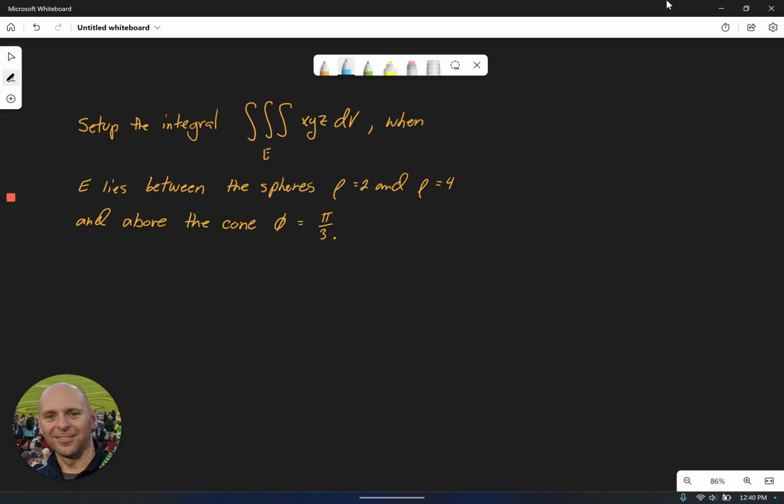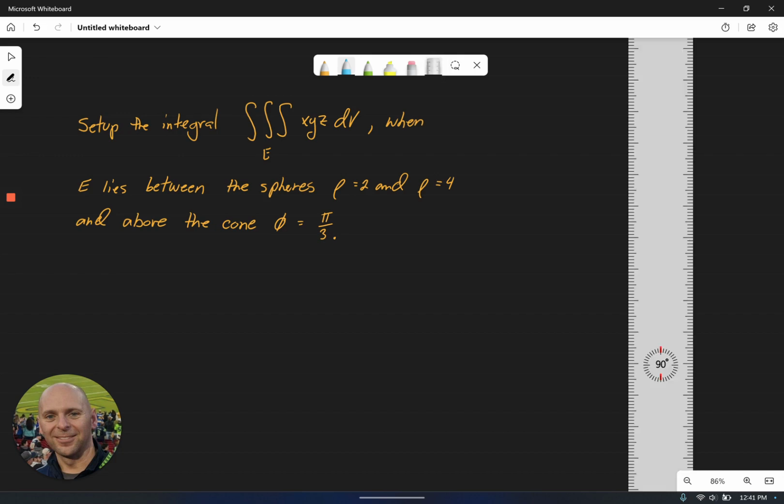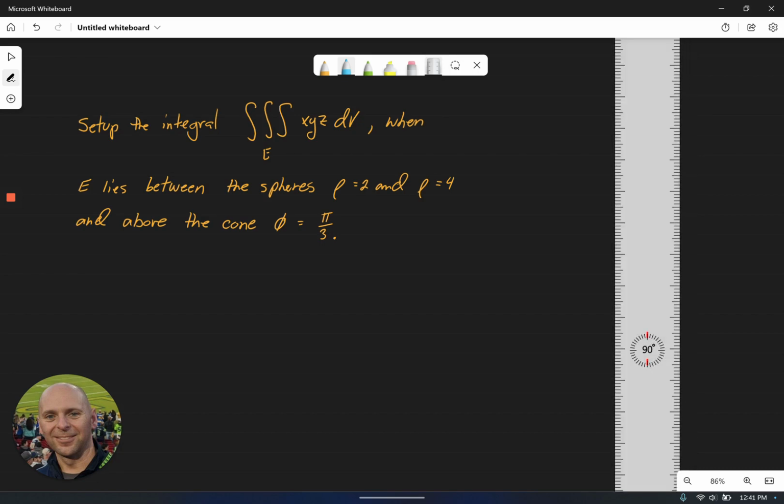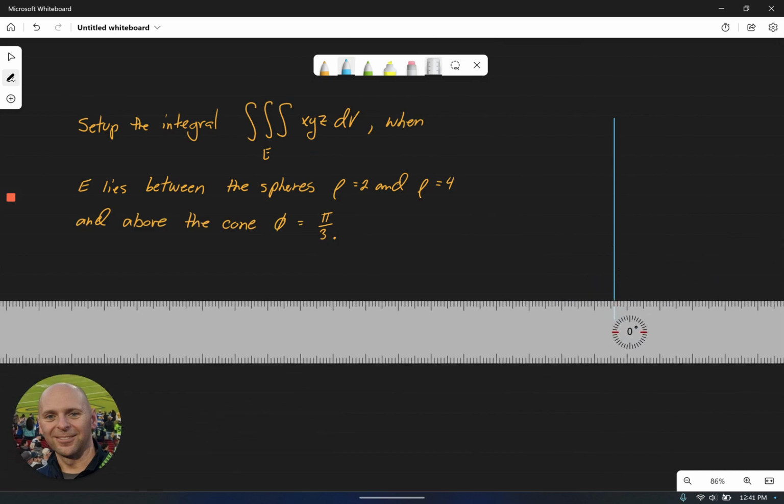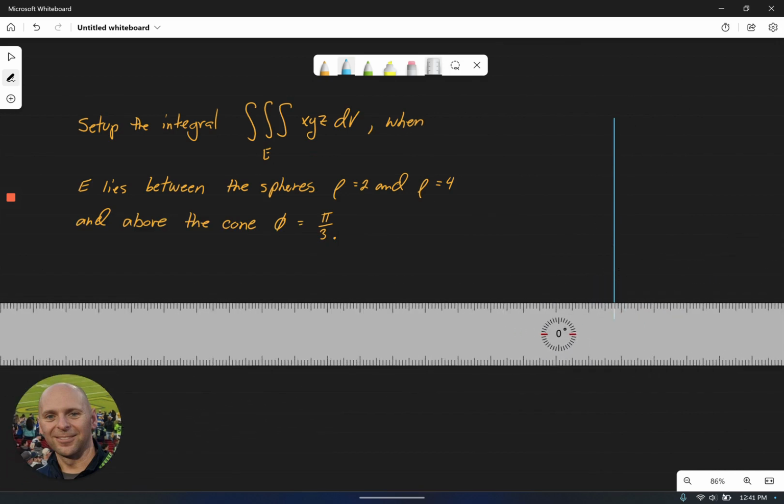Here we're going to set up a triple integral over a particular region, E. And the region is defined as lying between two spheres, one of radius 2, one of radius 4, and above a cone that has an angle of pi over 3 or 60 degrees. So let's start by sketching out maybe what a cross section looks like. I always feel like if we can do this, it's a really nice place to start. Helps us understand what it is that we're trying to look at.